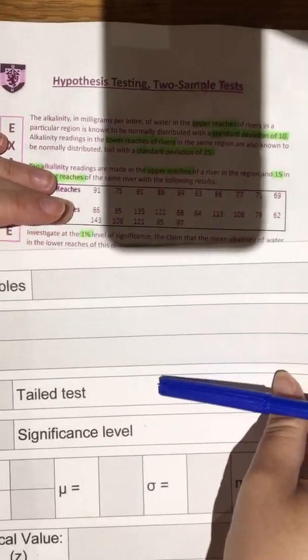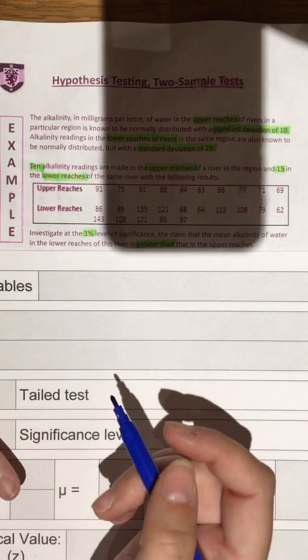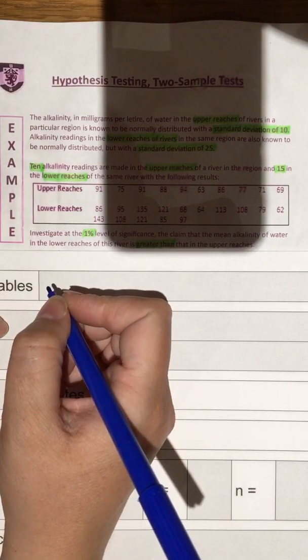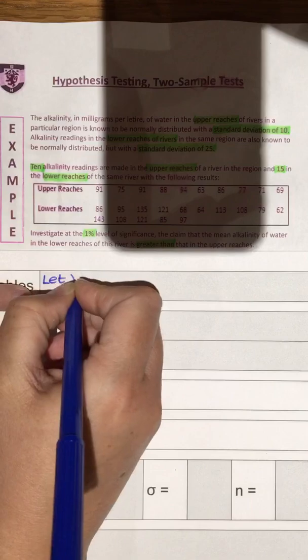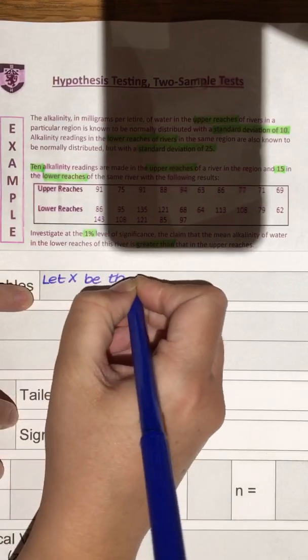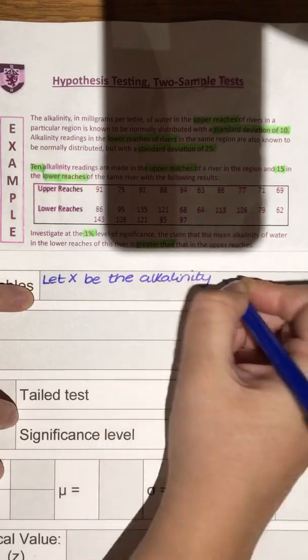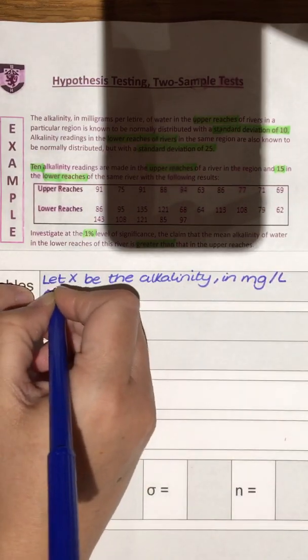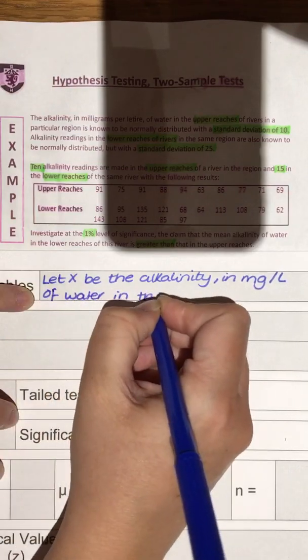So the first thing we have to do is we have to state our variables. Again, you're getting good at this. You're getting good at telling me what the variables are. So in this question, we are looking at the alkalinity in milligrams per litre. So that is what X is going to be. So let X be the alkalinity in milligrams per litre of water in the river.